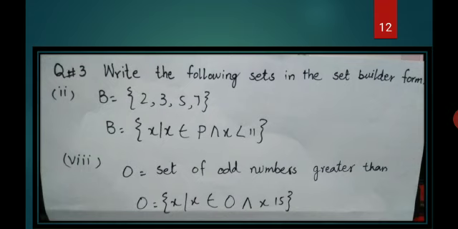As you know, after 7 the next prime number is 11, so we can write it as less than 11. Next, question number 8: O is equal to the set of odd numbers greater than 15. So how can we write that in set builder form? x such that x belongs to odd numbers and x is greater than 15.